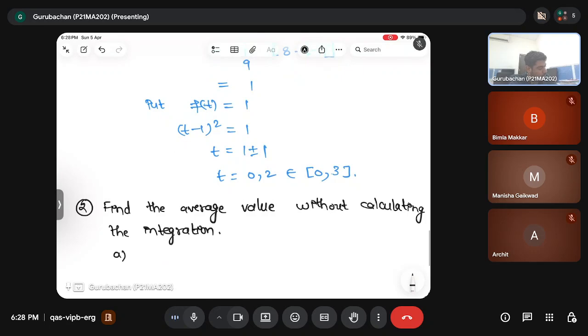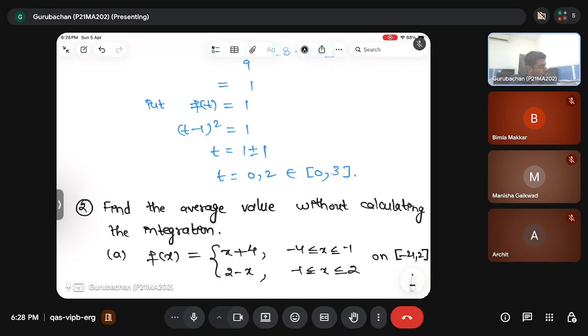So first one is f of x is equal to x plus 4 for minus 4 to x to minus 1, and 2 minus x for minus 1 to x to 2. So obviously the interval is minus 4 to 2. Tell me what can be the approach.